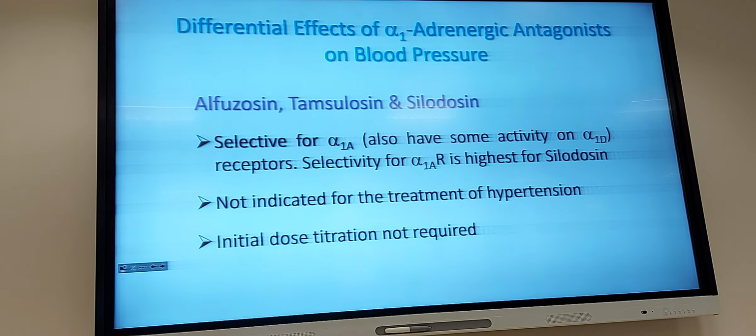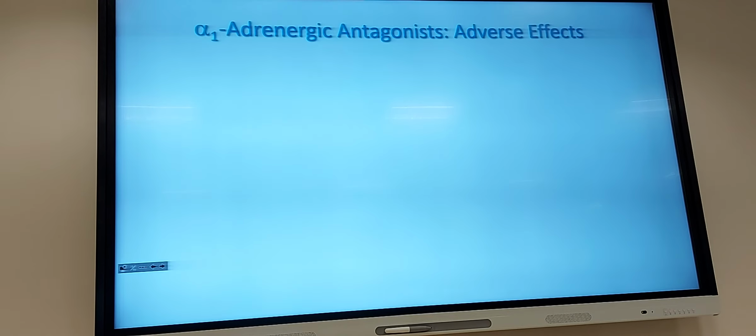Okay. So that should be your first choice of treatment when you want to start an alpha 1 blocker, and if there's no blood pressure issue, then probably you want to start with them. Otherwise, you can go with the non-selective ones. Okay. Is that clear? Now let's talk about adverse effects.